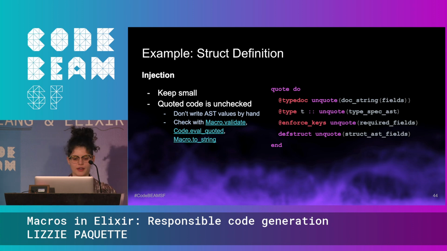For the injection part, my recommendation is to keep this part as small as possible, and to do most of your work outside of the quoted portion, and even outside of the macro if you can. As I said, the quoted code is unchecked, and writing ASTs by hand is really dangerous. You don't know if you will get all of the syntax exactly right. So it's best to write it in regular Elixir code and then to check using macro validate, macro toString, and code eval quoted when you are writing your macro.